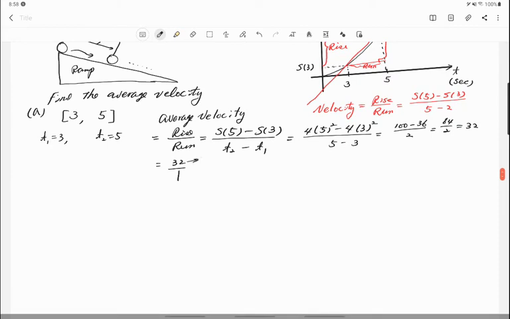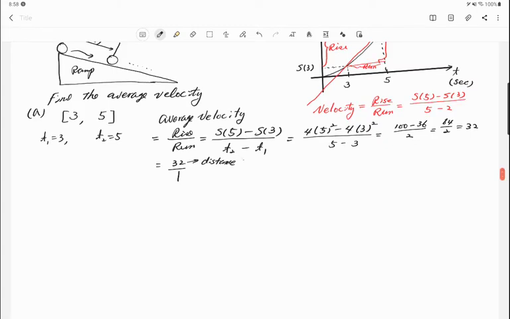So 32 is the distance, right? Distance the ball traveled in feet. And the denominator is the time, in seconds. So this implies that the average velocity is 32 feet per second. The ball rolled 32 feet per second, right? All right, can you see it?